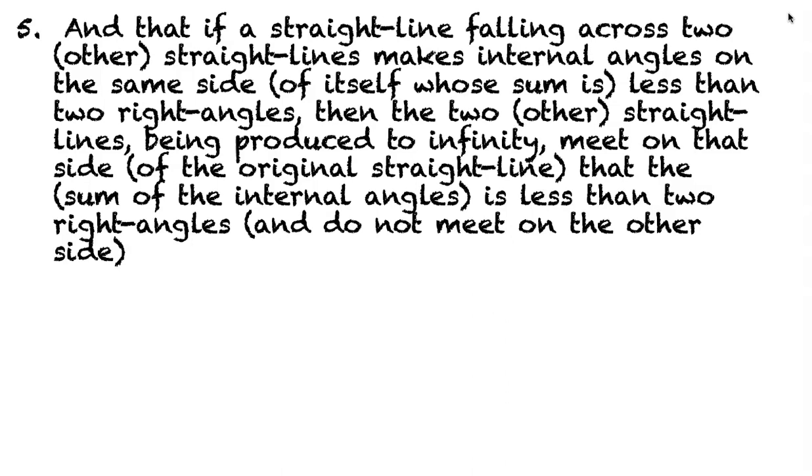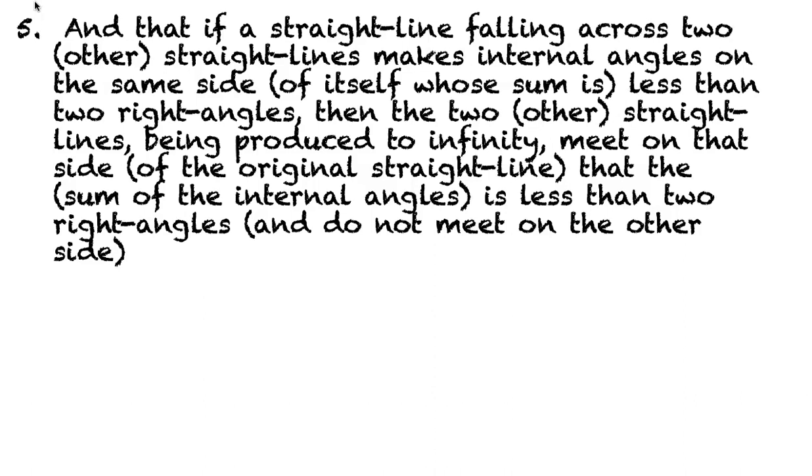And that if a straight line falling across two other straight lines makes internal angles on the same side of itself whose sum is less than two right angles, then the two other straight lines, being produced to infinity, meet on that side of the original straight line where the sum of the internal angles is less than two right angles, and do not meet on the other side. Okay, this is very complicated, so let's draw a figure to illustrate.